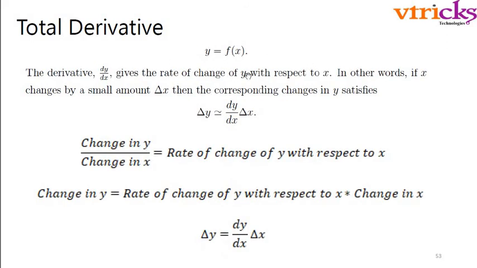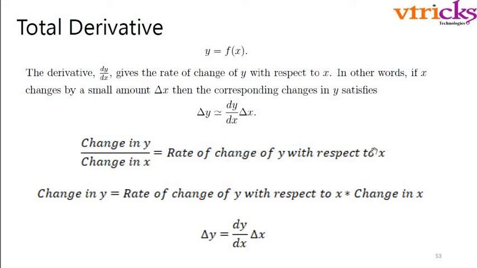When we had a function of one variable, we didn't use this terminology total derivative, because in dy by dx there we had only one variable. So dy by dx was the total derivative. It was representing the rate of change of y with respect to x. So we get this expression: change in y divided by change in x is nothing but the rate of change of y with respect to x, which we were calling delta y by delta x.